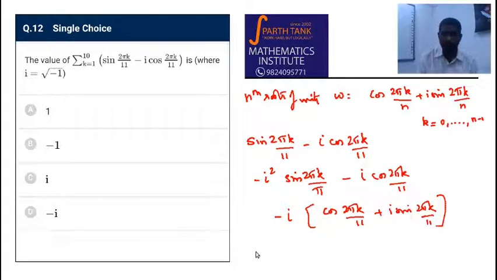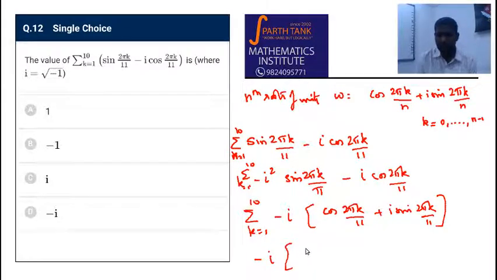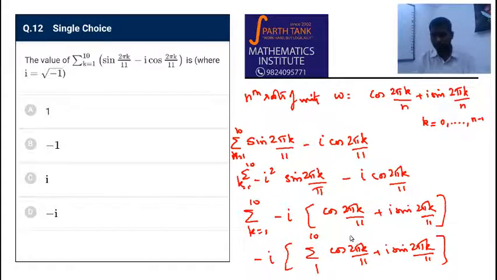Okay. Now you need the summation now, right? So let me put the summation. k is 1 to 10. Summation of k is 1 to 10. Now this minus i is common, and I get summation of the cos of 2 pi k by 11 plus i sin 2 pi k by 11 from 1 to 10. Now, what does this even mean?